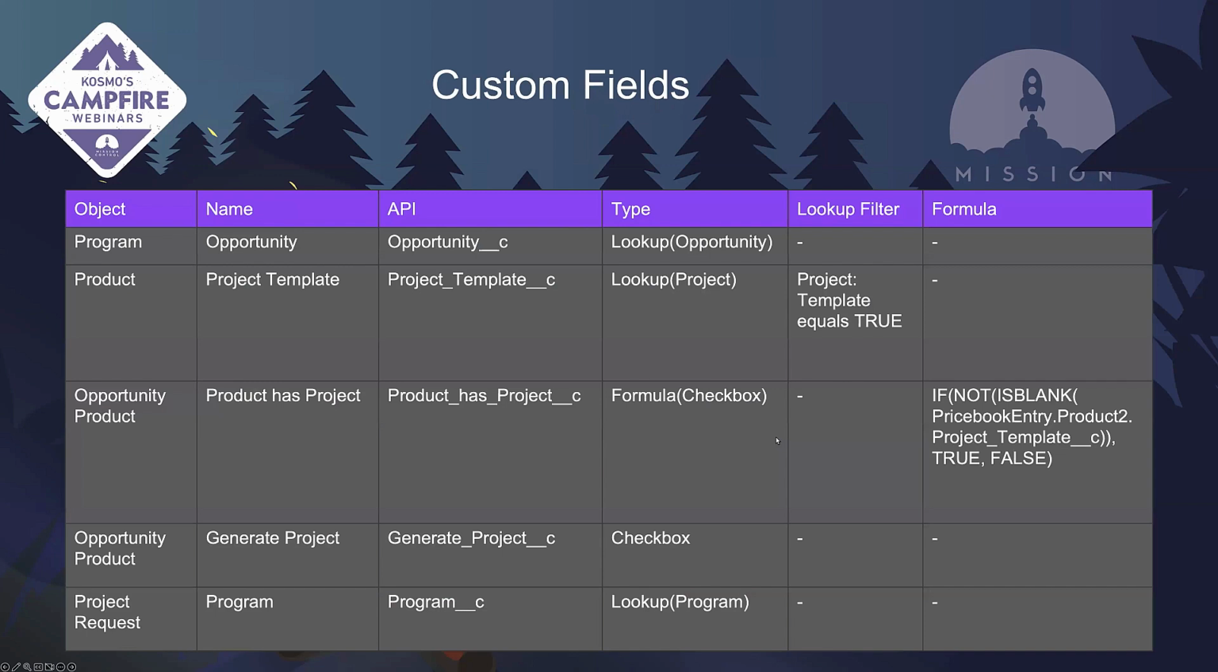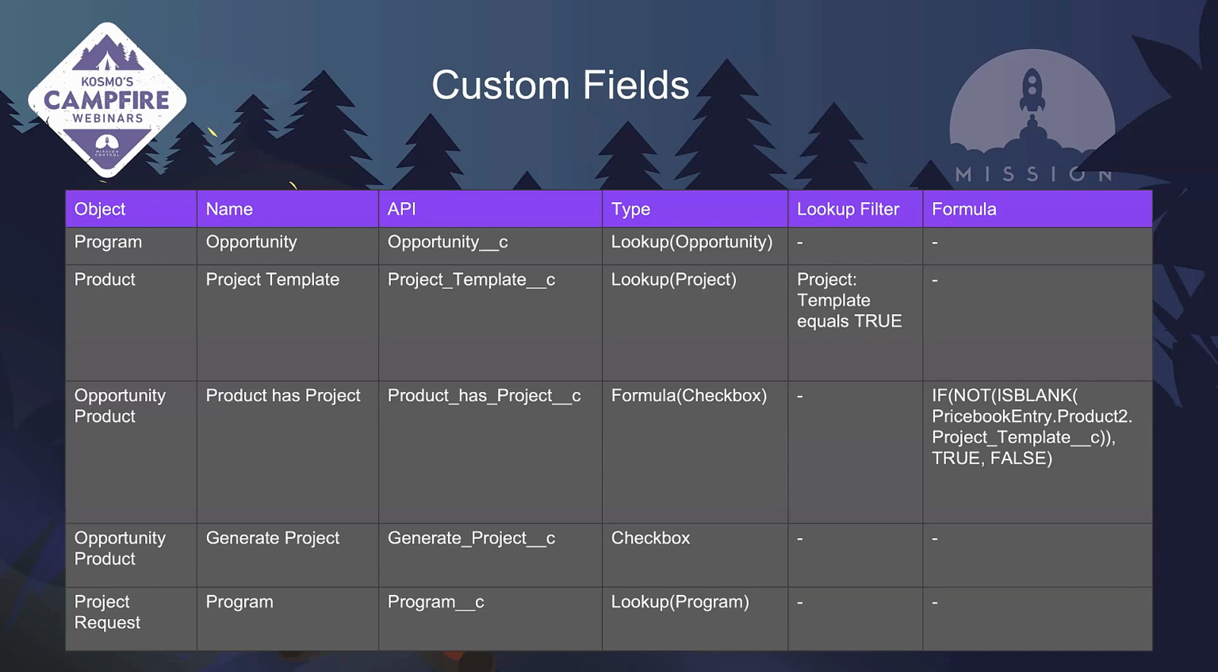Let's talk about some of the custom fields that we've added in. This isn't part of the product, but it's just something that I've added in as part of this demo. The first field is on the program object. I won't go into too much detail; we'll have a look at them once we look at the solution. But we've got an opportunity field on the program, so the program and the opportunity can get linked together. It's a lookup field.